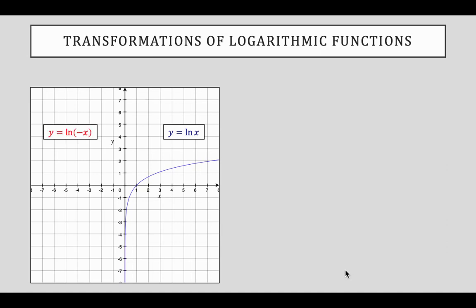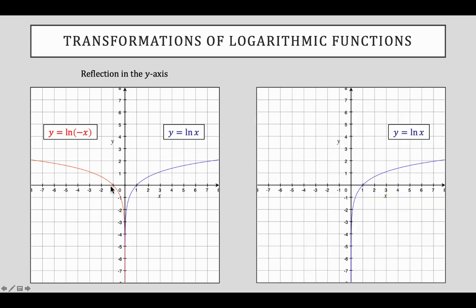So what is the graph of y equals the natural log of negative x going to look like? Well, recall that throwing a negative constant multiple in front of the x inside of the parent function results in a reflection in the y-axis. When I take this graph and I reflect it over the y-axis, here is my new shape. Notice I still have a vertical asymptote here at x equals 0. However, my x-intercept is now at -1, 0.